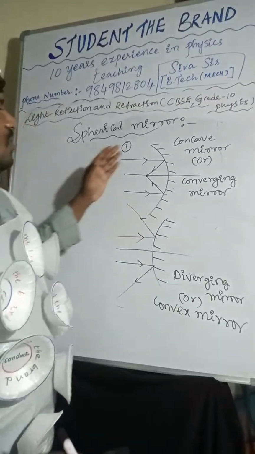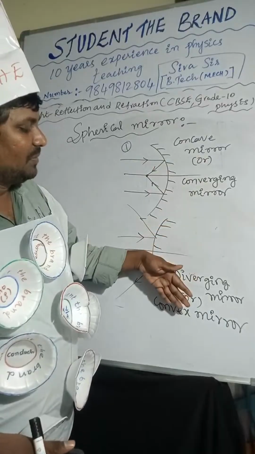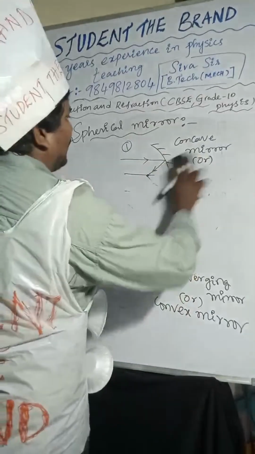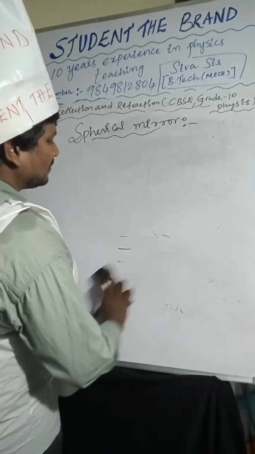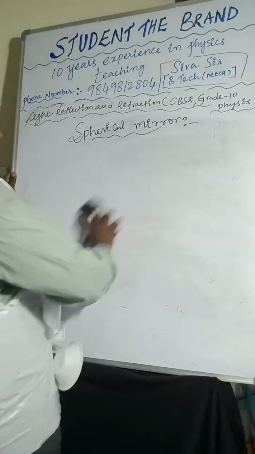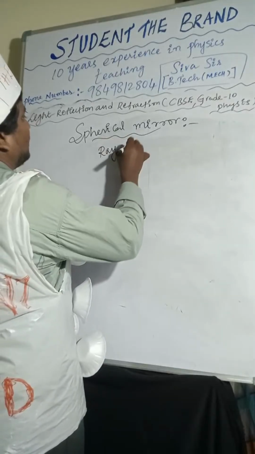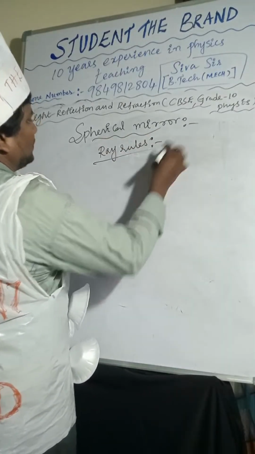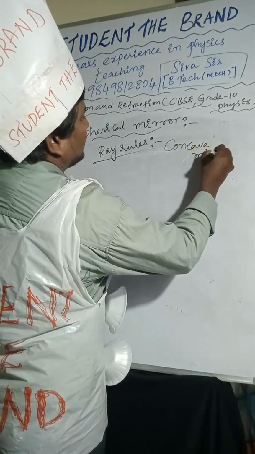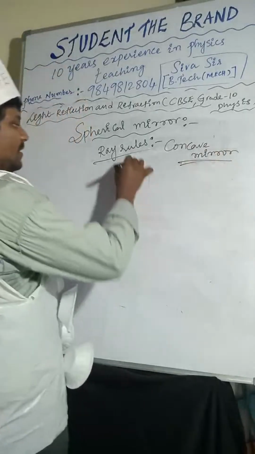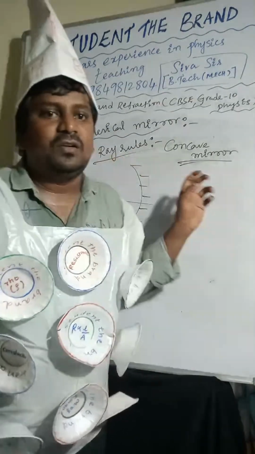Now come to the point: concave mirror and converging mirror. Concave mirror is also known as converging mirror. Convex mirror is also known as diverging mirror. Next, ray rules of concave mirror. I'm taking the concave mirror. Only 4 ray rules are there. If you are going to war, you need weapons.